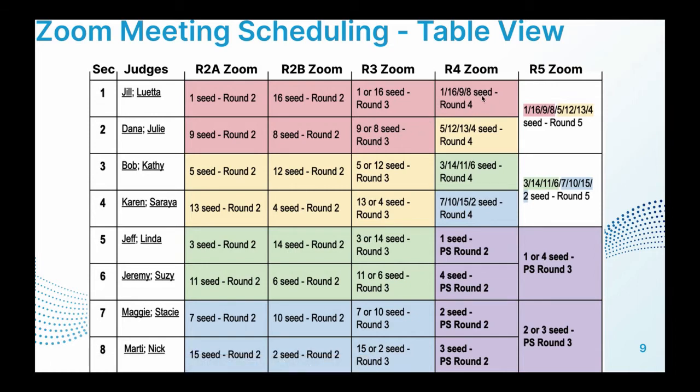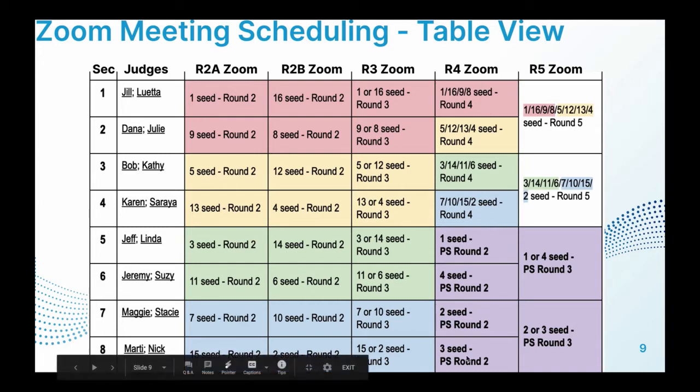So I've color-coded the advancing. Again, by the time we hit this round 4, post-secondary comes in for their second round. They only have semifinal and final. And then here's their final round.